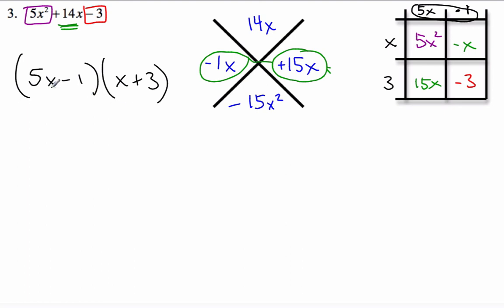And if we check this, first term is 5x squared, works. I get a 15x here, and I get a -x here, and they make a 14x, and then the last term is -3, and it all works out. So it's quite a few steps to get to this factorization, but it's all a matter of working through the process in this box.